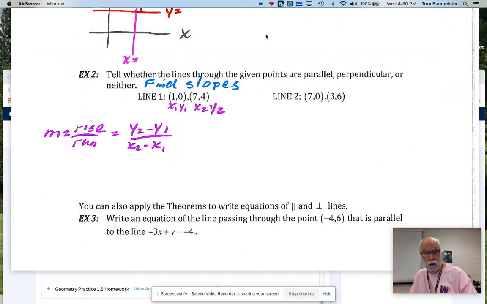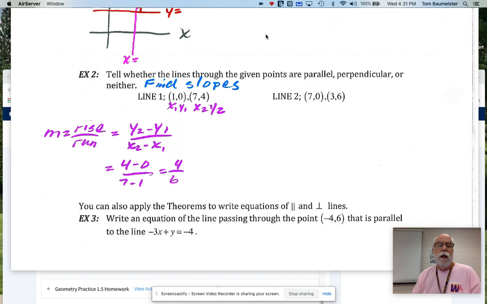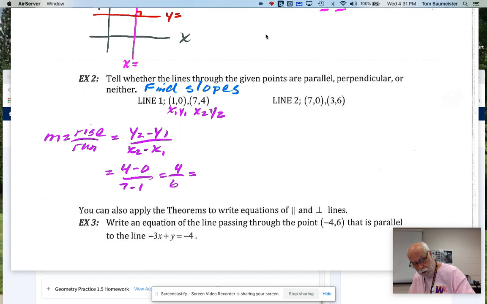Now we're just going to plug in the ones we have. Our y2 is 4, our y1 is 0, so we're subtracting them. Then my x2 is 7, and my x1 is -1. If we work that out, we get 4 on the top and 6 on the bottom. You can reduce that fraction: 2 goes into both of them. Dividing 4 by 2 gives 2, and dividing 6 by 2 gives 3. So that's our slope for line 1. Let's call that m1.